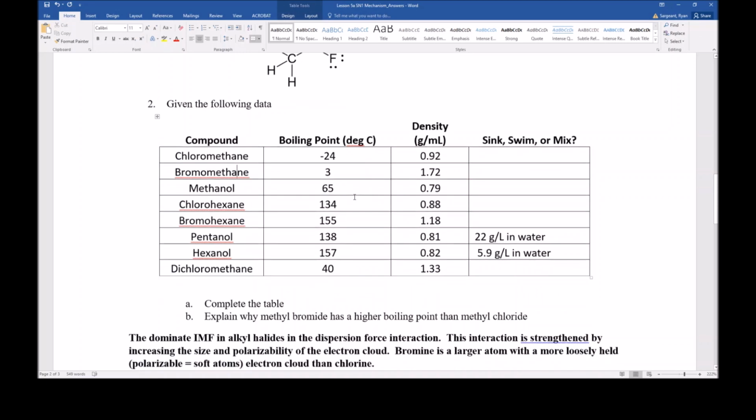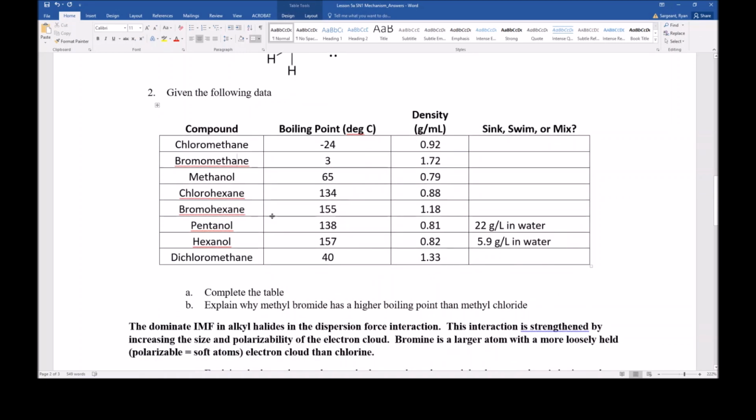It's more negative, and that's because the bromomethane has a larger electron cloud. The dominant intermolecular force of attraction in alkyl halides is the dispersion force interaction. And this interaction is strengthened when you have larger electron clouds. Bromine is a much larger atom than chlorine, and it's also less electronegative, so it's softer, squishier, more polarizable. More polarizable atoms lead to stronger dispersive force interactions.